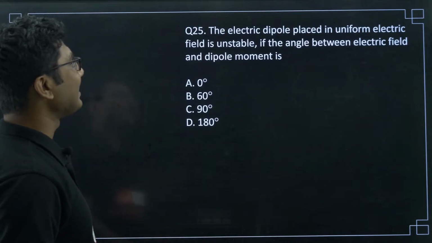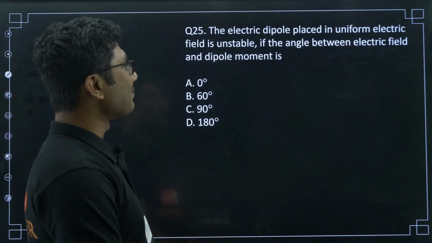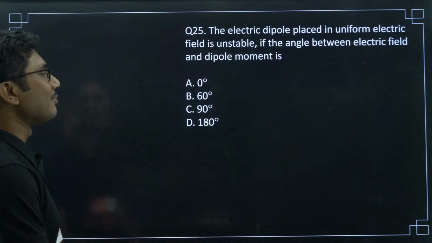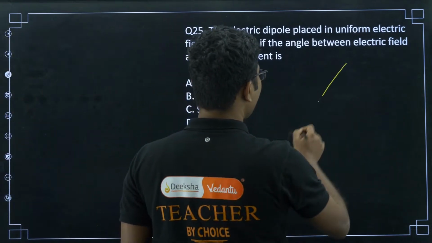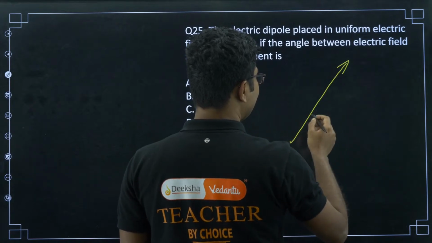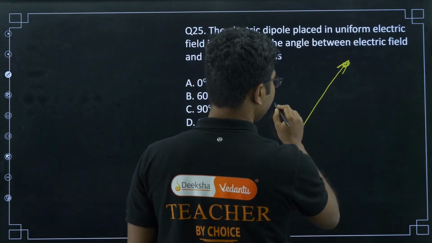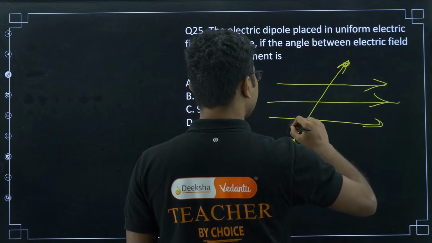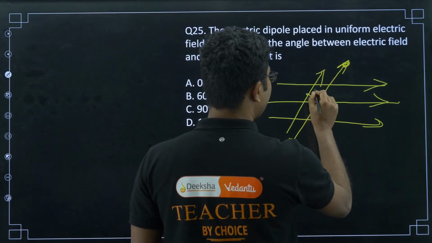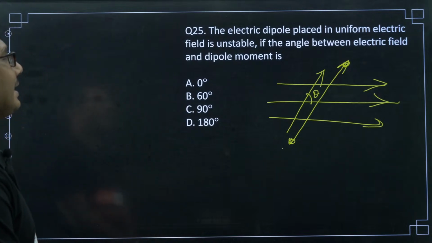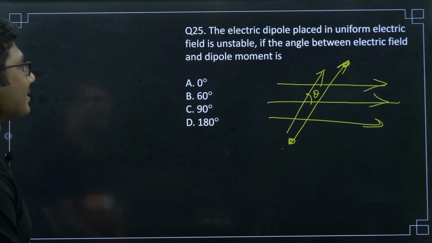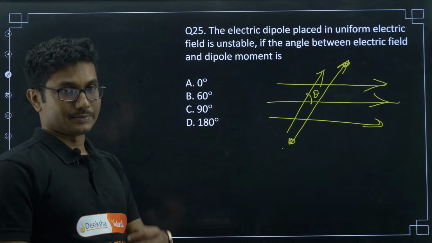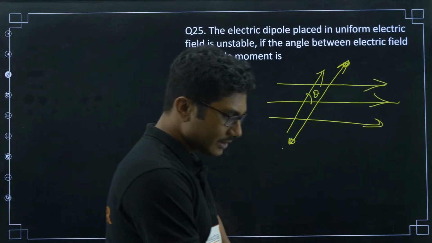Next question is easy, a similar question. An electric dipole is placed in a uniform electric field. It is unstable if the angle between the electric field and the dipole moment is... Suppose this is a dipole placed in an electric field. Suppose this is negative, this is positive, so the dipole is along this. What is the angle between them if it is unstable? Be very careful while answering this.